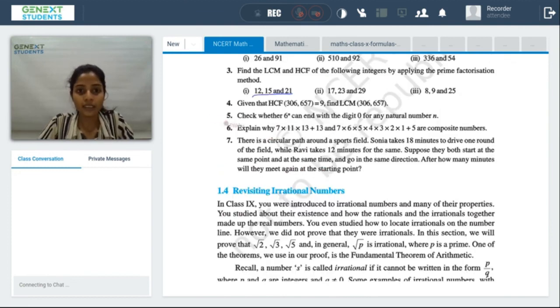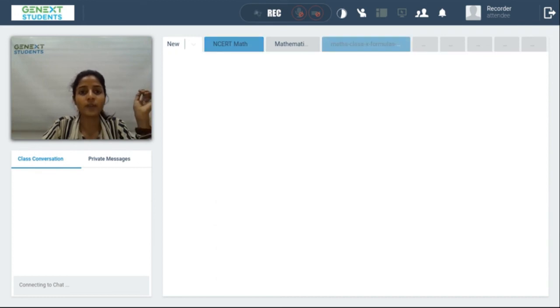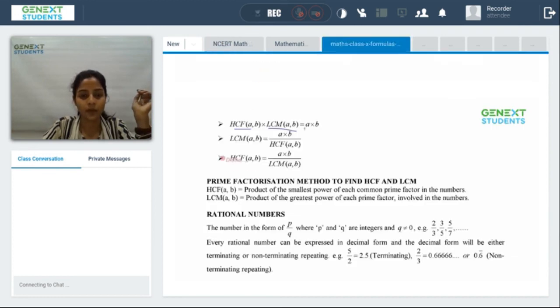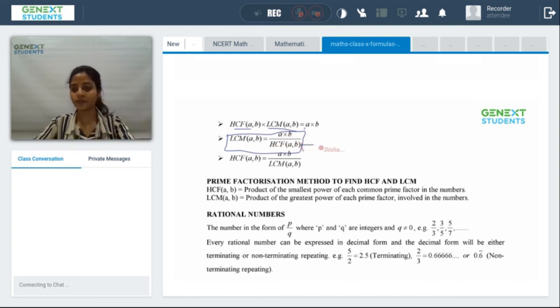Okay, again, this is one important question. As I told you, according to the formula, HCF of two numbers is given, and the LCM of the two numbers you have to find out. Okay, the numbers are 306 and 657. They have given the HCF of it, which is 9. You have to find the LCM. What formula will we be using? This one, because HCF is given. So, right hand side this will stay, correct? We will be using this one. Great.